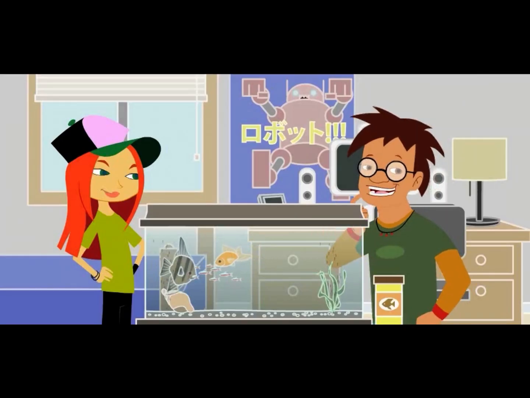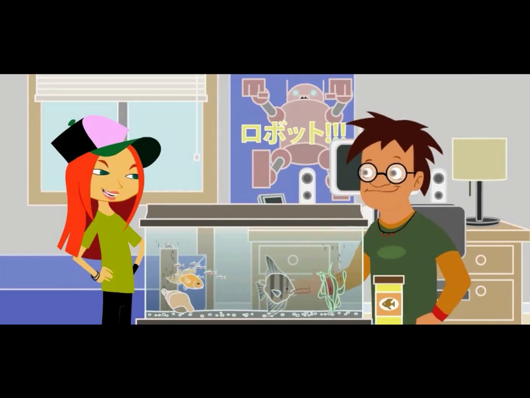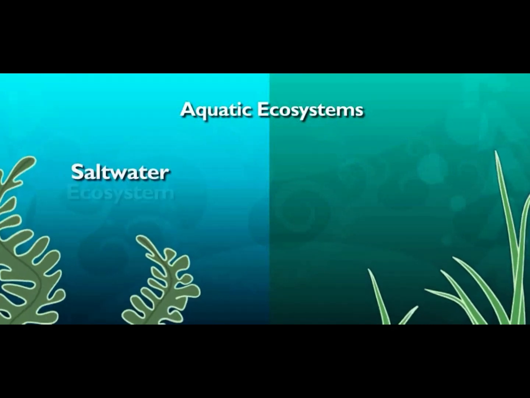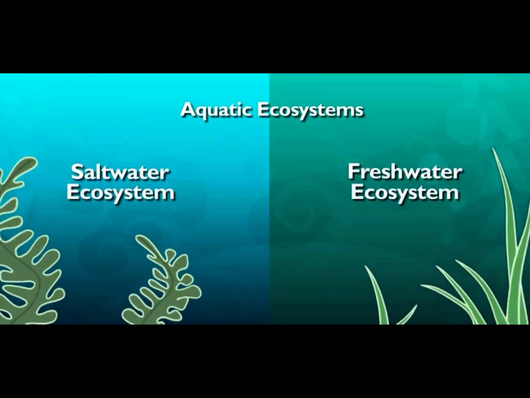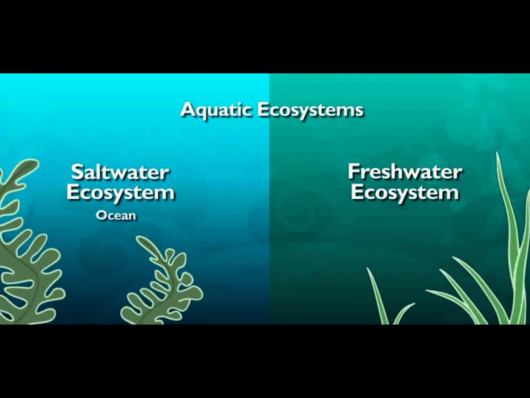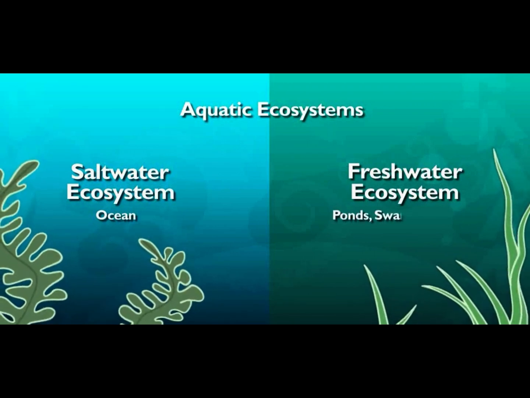So the saltwater fish can't survive in the same habitat as the fish in this tank? No, they can't. There are two different kinds of aquatic systems, saltwater and freshwater. Saltwater fish live in the ocean. The ocean is a saltwater ecosystem. This tank is a freshwater ecosystem. Ponds, swamps, and bogs are freshwater ecosystems.